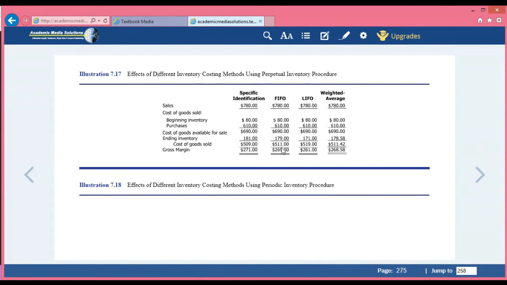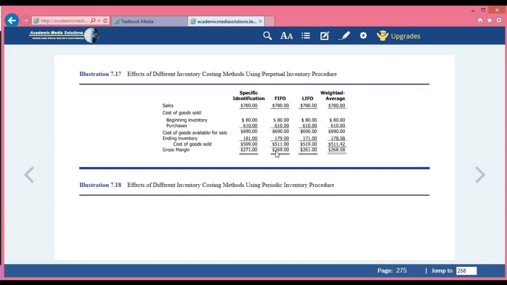Under first in, first out, you have a gross margin of 269. Under LIFO, 261. And under weighted average, 268. Now, these seem insignificant, but if you add 6 zeros, which is what most businesses are in terms of volume, that would be 271 million versus over here, 261 million. And then 268 million, 269 million.